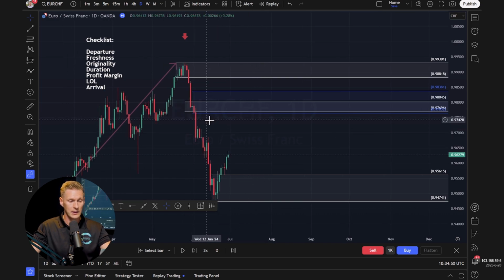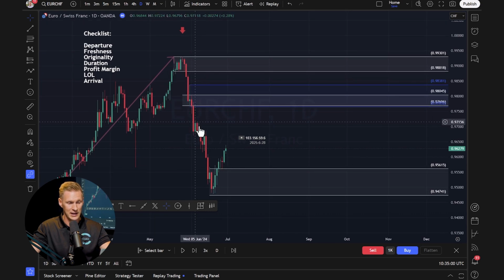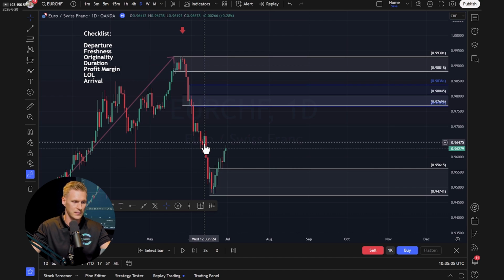Okay. Departure from this zone. You can see the leg out candle is explosive, right? That's perfect. We exactly need this. We can check all the other candles, more and more weakness. That's great. The departure is really good.